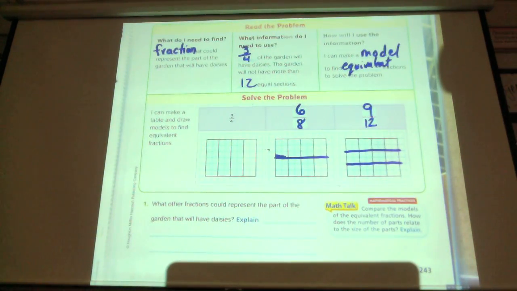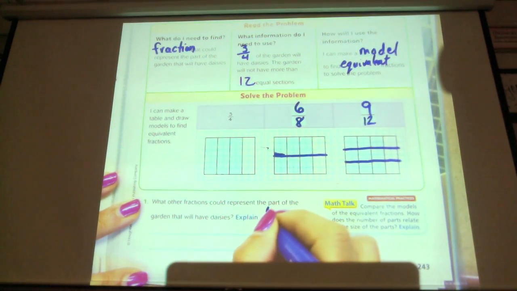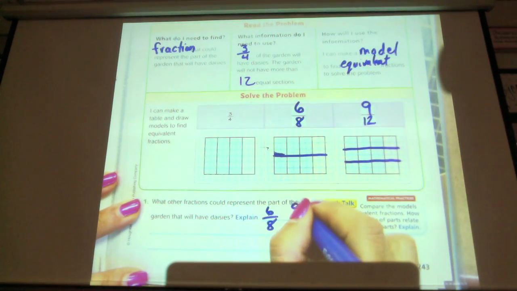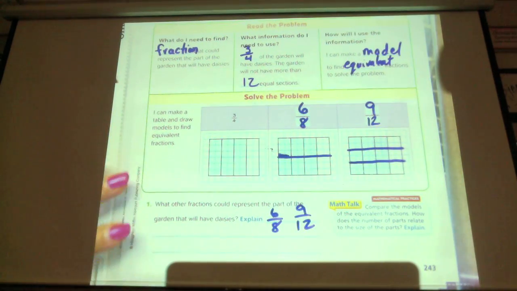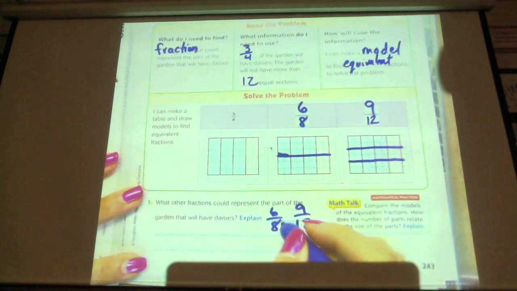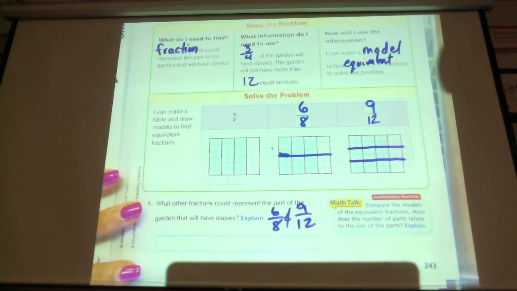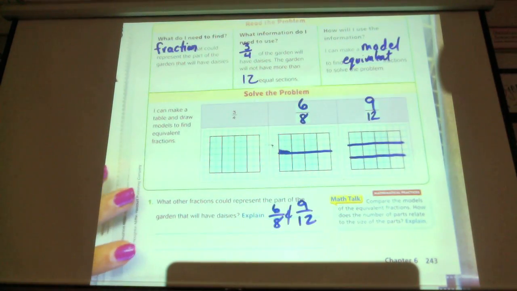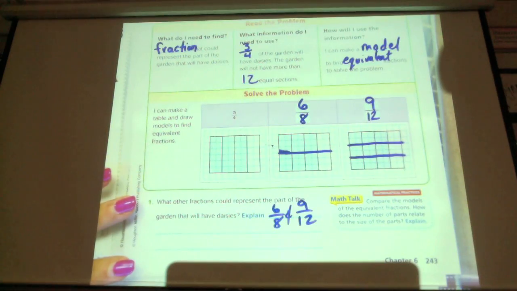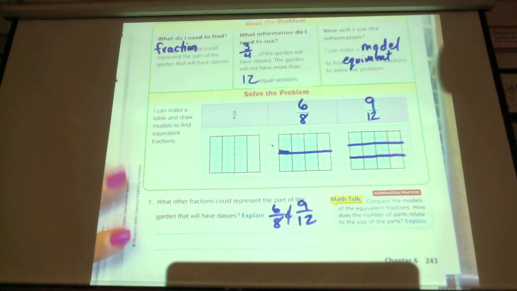What other fractions could represent the part of the garden that will have daisies? So we just did, what were they? 6 eighths and 9 twelfths. It asks you to explain. Explain in words why those fractions work. Okay, go ahead and take a second to do that on your own. Daniel. 6 eighths and 9 twelfths work because they're equivalent to 3/4, and the denominator isn't over 12. Very good. So 6 eighths and 9 twelfths work because they are equivalent fractions of 3/4, and the denominator is not over 12.